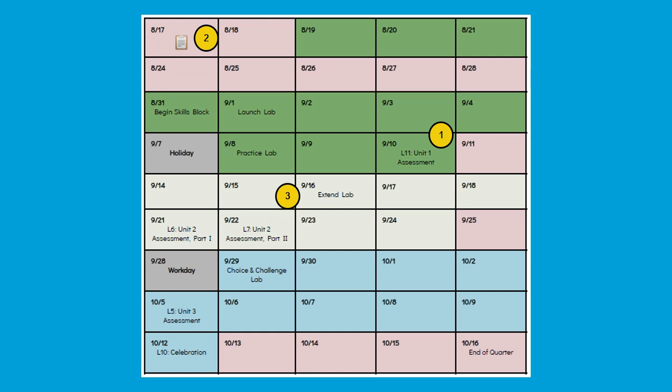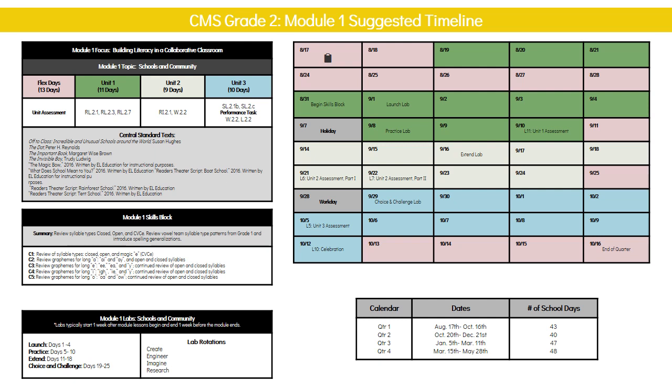You'll see next to the number 1 that unit assessment suggested dates are included in bold. Next to the number 2, you'll see a clipboard icon indicating the start of skills benchmark assessments. The number 3 shows you where you will find notes about labs and skills block. Hopefully the new and improved year at a glance will help support the planning at your school.